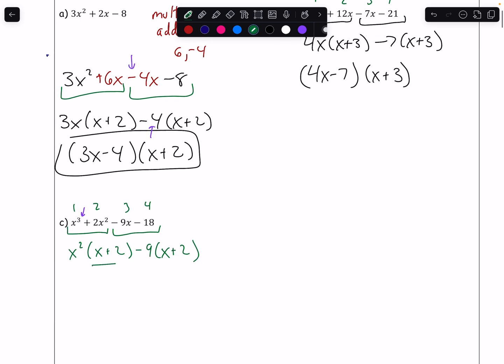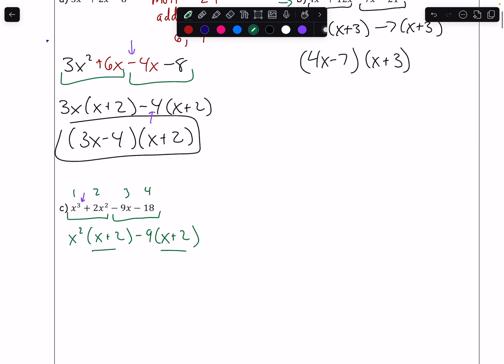Awesome, look at that. We got the same thing. We have the same common factor there. I know we can take that out, so that would be x plus 2. And what's left over is x squared minus 9.